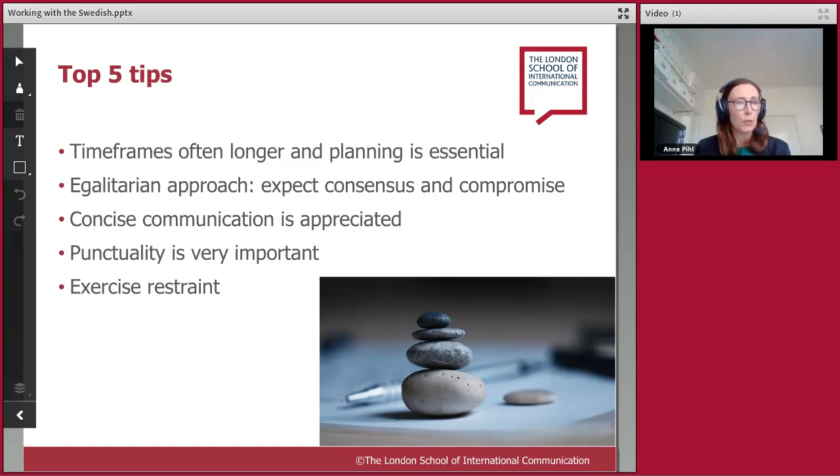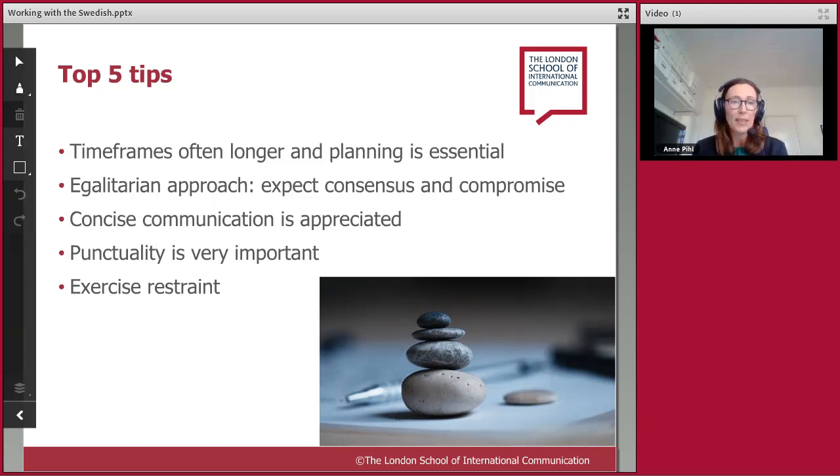Always try to use an egalitarian approach. Expect consensus and compromise. Think humility, think team rather than individual. Concise communication is appreciated, and can be very time-saving. And if you get abrupt emails, don't let it scare you. You haven't done anything wrong. That's just normal communication.